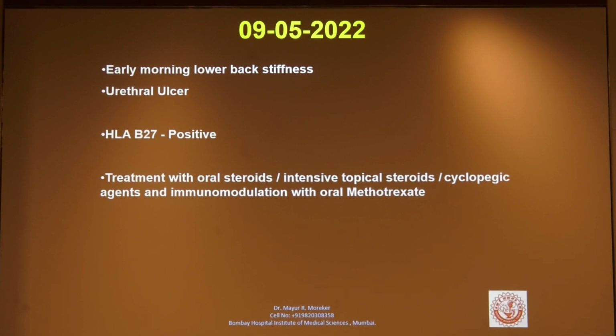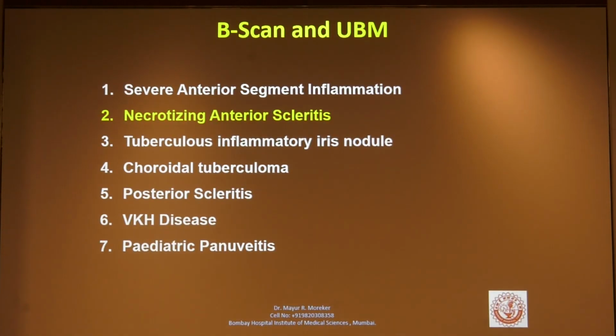He was treated with oral steroids, intensive topical steroids, cycloplegic agents, and immunomodulation with oral methotrexate. This is a case which highlights a more extensive involvement because of HLA-B27 more than the anterior uveitis that we all talk of. This is the second case scenario, that of necrotizing anterior scleritis.